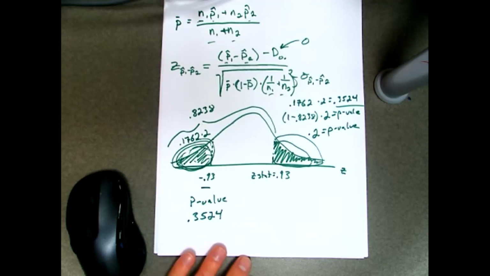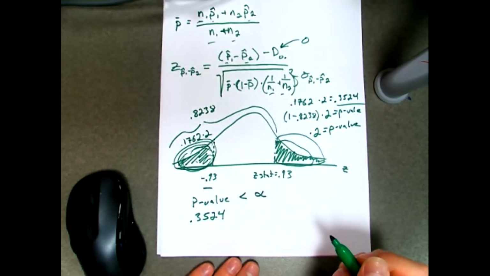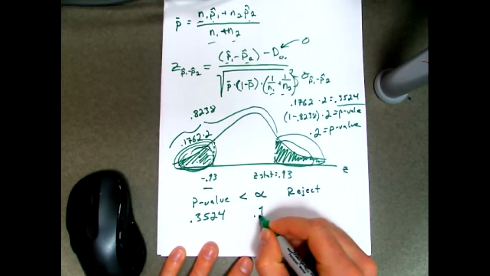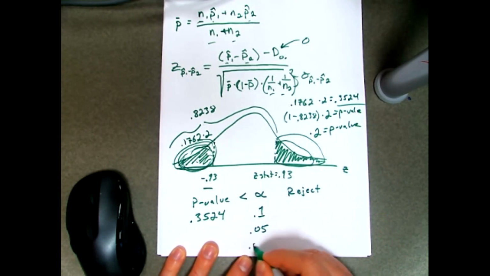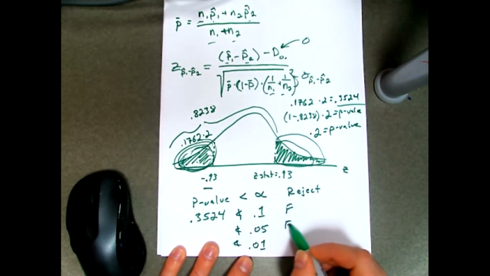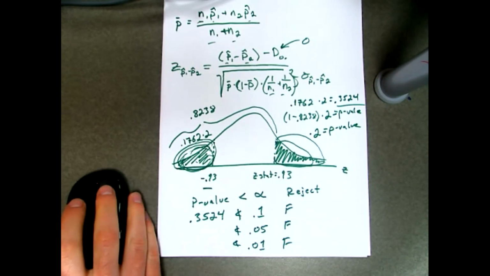Okay. So our rejection decision is if the p-value is less than alpha, we should reject. But here, for my 3 conventional alphas, is my p-value going to be less than any of them? No. So I should be failing to reject. I fail to reject that assumed true difference of 0 at every single level.